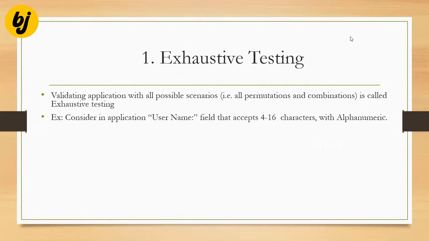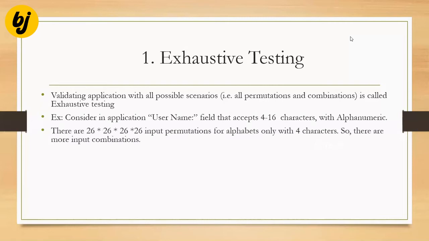First character, if I use an alphabet, how many alphabets are there? 26. So A to Z means 26 combinations. One set. Second character also A to Z. Third character also A to Z. Fourth character also A to Z. If I go like this, how many combinations? Only for a 4 character string, it is 26 multiplied by 26 multiplied by 26 multiplied by 26. This many permutations are available to test only that input object with a 4 character string.